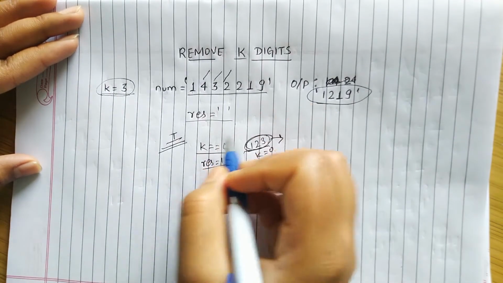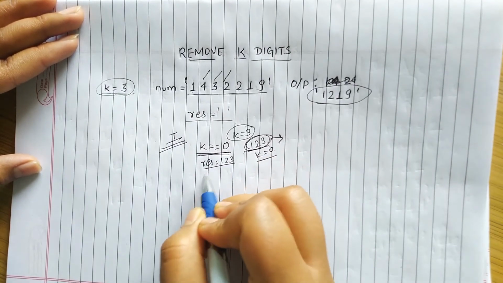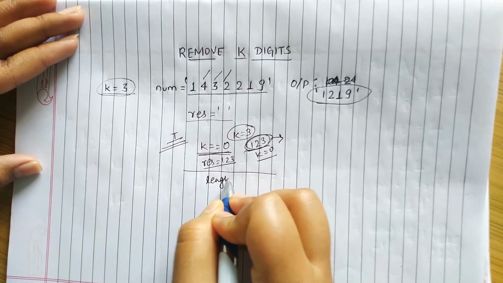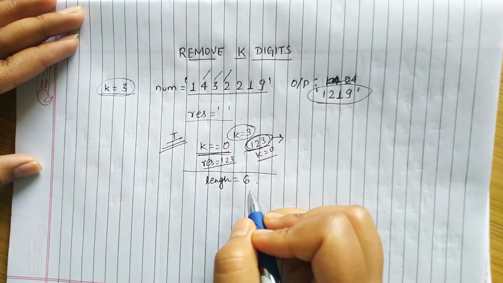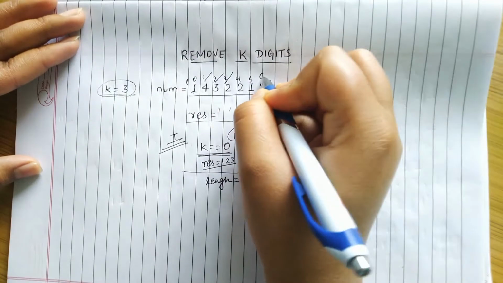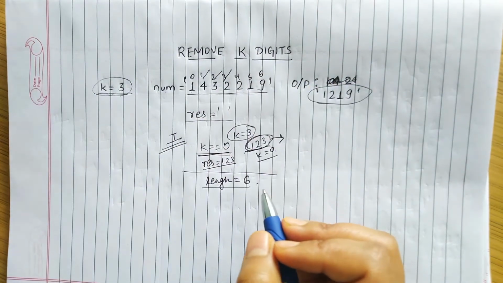But right now k is 3, so this is not the case that we will go in. Instead, after that, what we will do is first calculate the length. So length over here is 6. So you can see 1, 2, 3, 4, 5, 6. So we will take the length as 6.